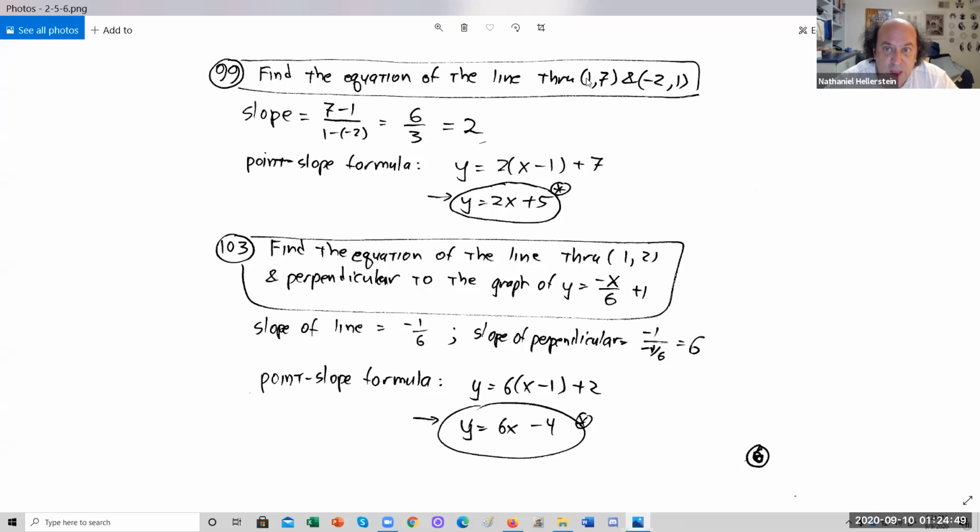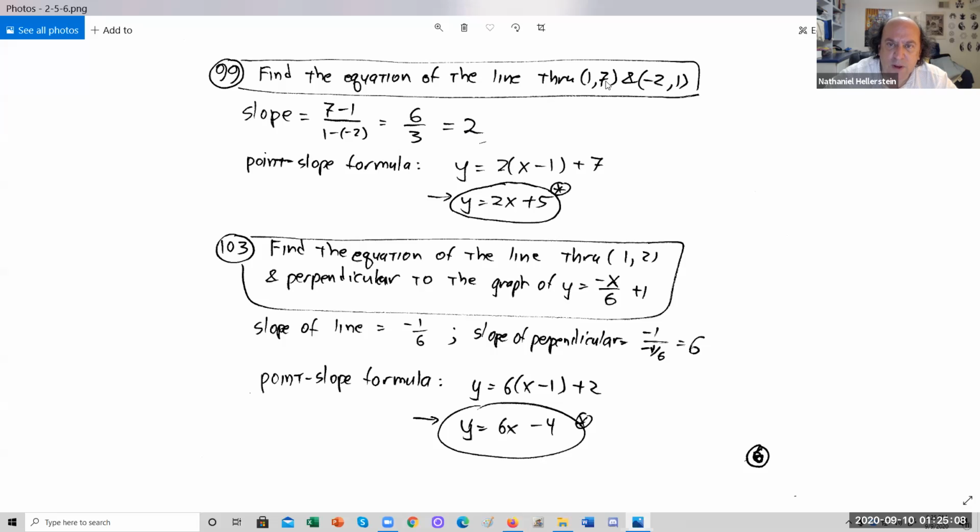Find the equation of the line through 1 by 7 and negative 2 by 1. Okay, we're back to linear functions. If it's a line, it has a slope. The slope is the change in the y values divided by the change in the x values. 7 minus 1 over 1 minus negative 2. 6 over 3 is 2.